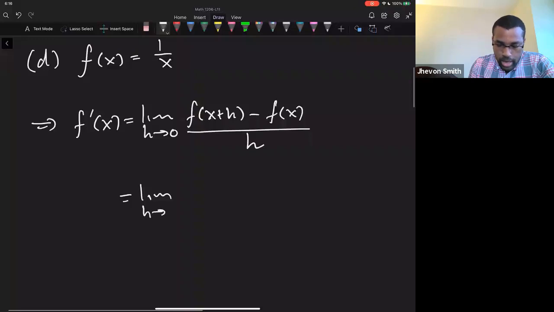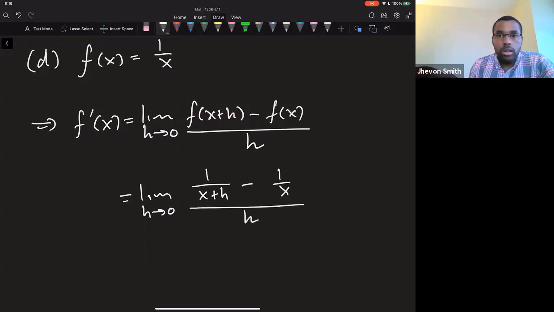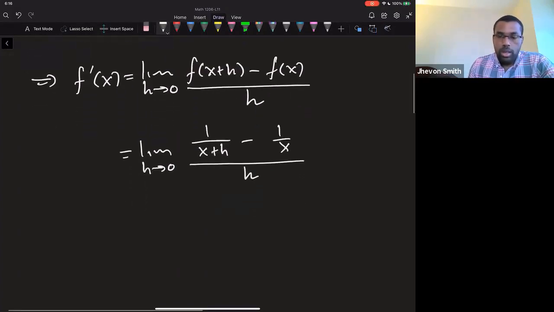We should know what that looks like. Here, that's going to be 1 over x plus h. Everywhere you see an x, you replace it with x plus h, in parentheses technically, but it doesn't matter here. Minus the original function, all over h. Okay, so how do we continue here? How do we take this limit? What do we do?